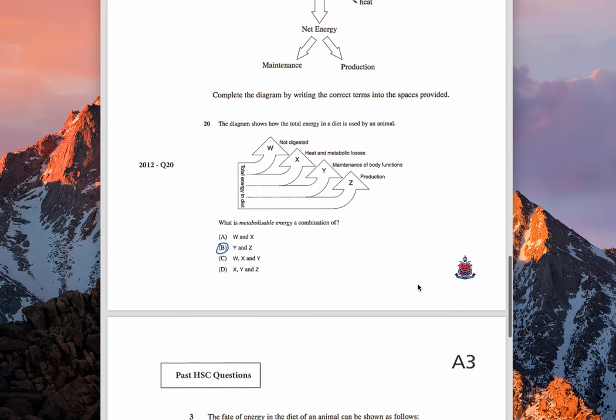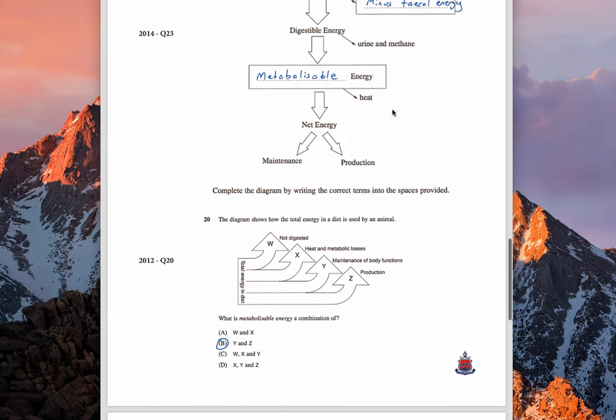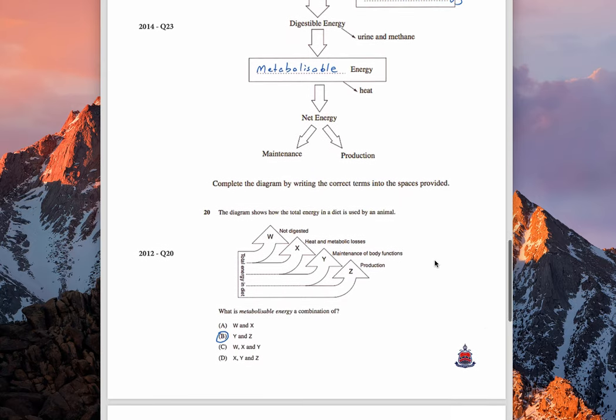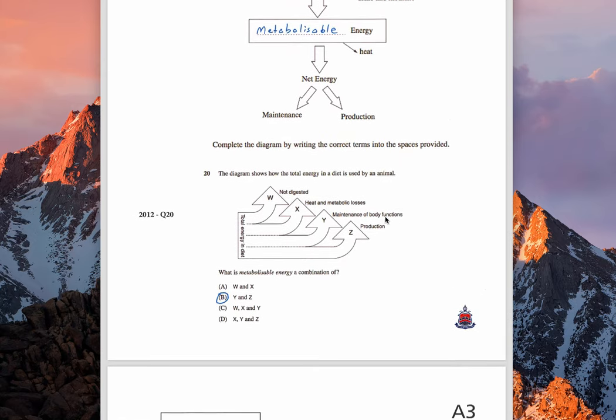This one, 2012, is a harder question. It is question 20, which is always quite a hard one in the HSC. Hopefully it's the hardest one. The diagram here shows how the total energy in a diet is used by an animal. What you should ideally do to answer this question is draw out this table on the side to help you answer it. Obviously, you're not going to get marked on whether you draw anything here or not, but if you were able to reproduce the table and work backwards, you'd be able to work out this question.